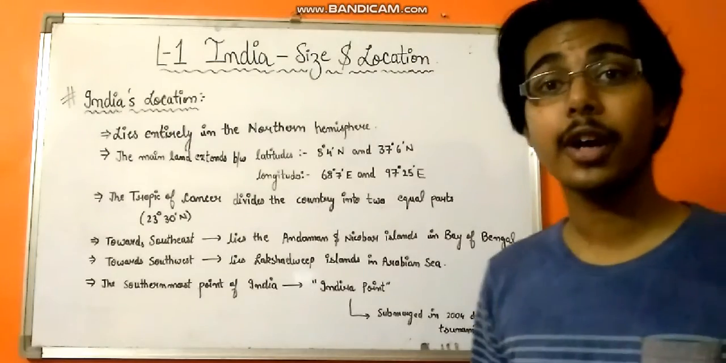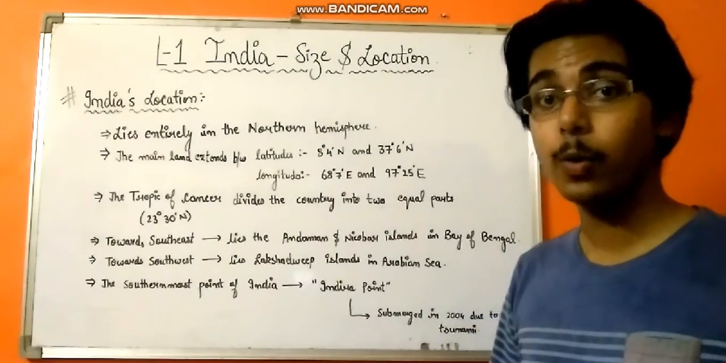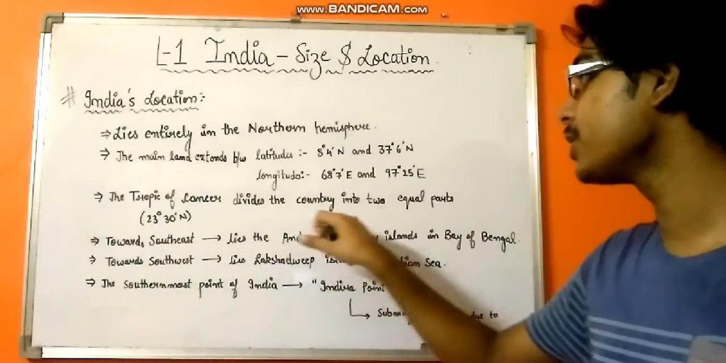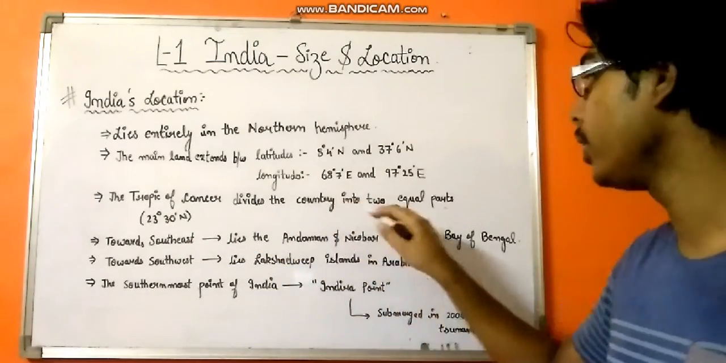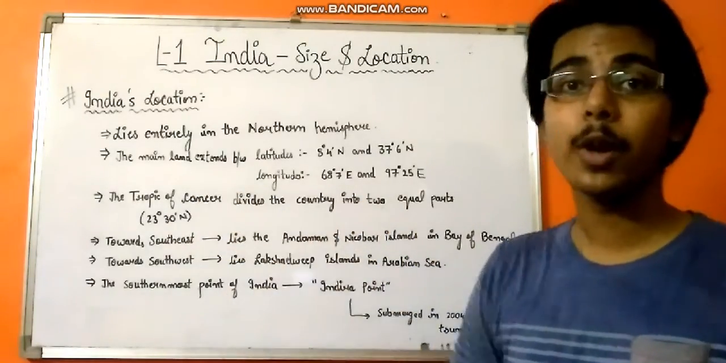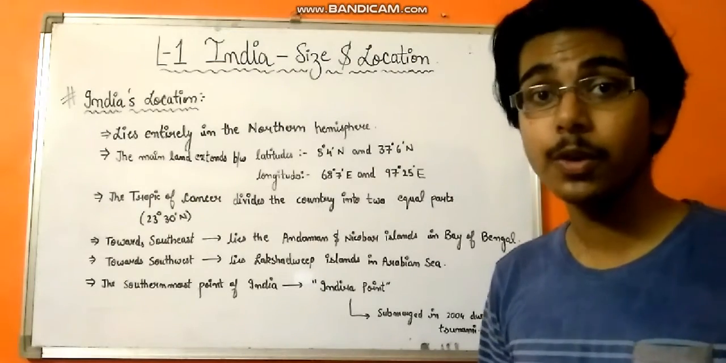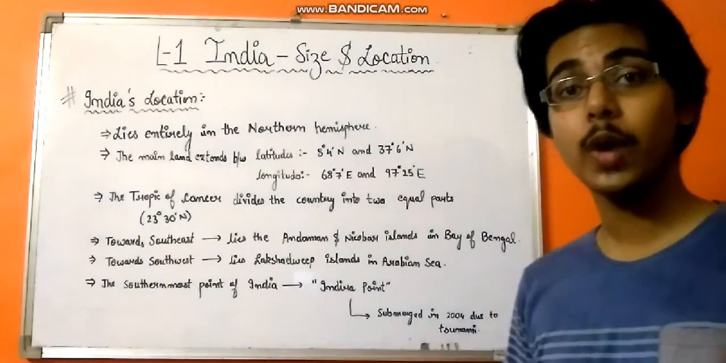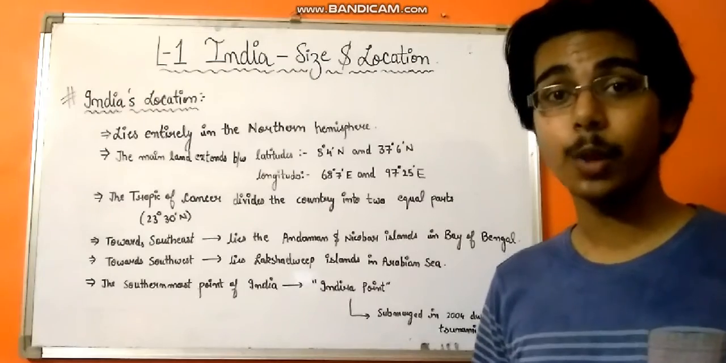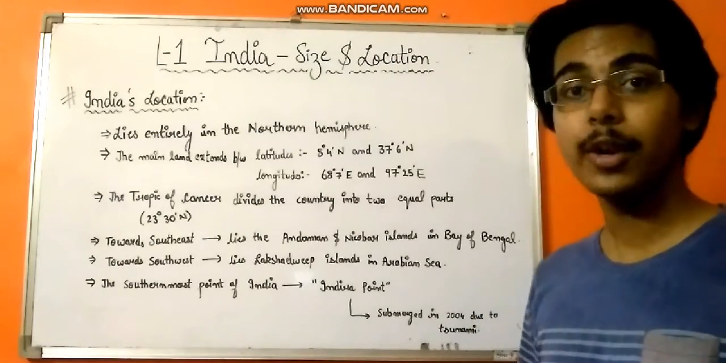So the Tropic of Capricorn does not pass through India, only the Tropic of Cancer passes through the country and it divides the country into two equal halves. So this is a very important 1 mark question which can be asked to all of you. Now you guys probably know that there are two island groups which are actually part of the Indian Union. So we'll have a look at them now.